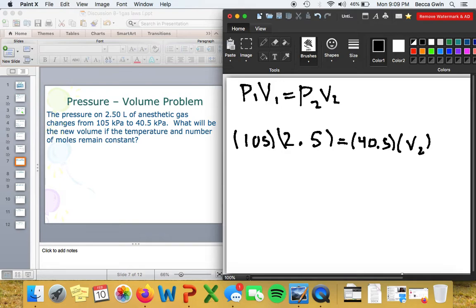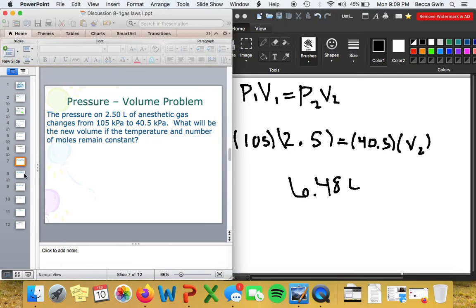Now, I had said that you may need to do some unit conversions, but in this case, since it's more of a ratio type of thing, we can just leave all the units as they are. We are also not using the gas constant, so we don't necessarily need it in atmospheres or any other unit for that matter. I'm trusting that you guys know how to solve this. You're going to multiply these two together, divide by 40.5. V2 is going to give you an answer of 6.48 liters. So that's that first question.